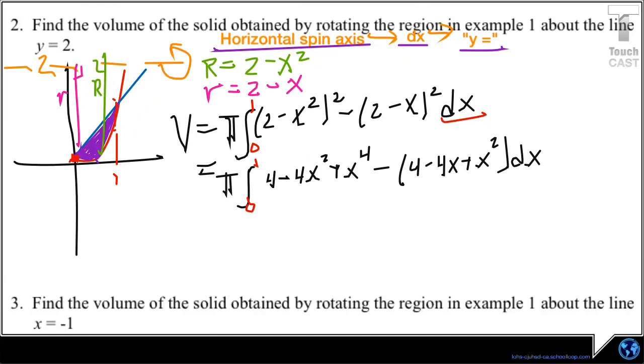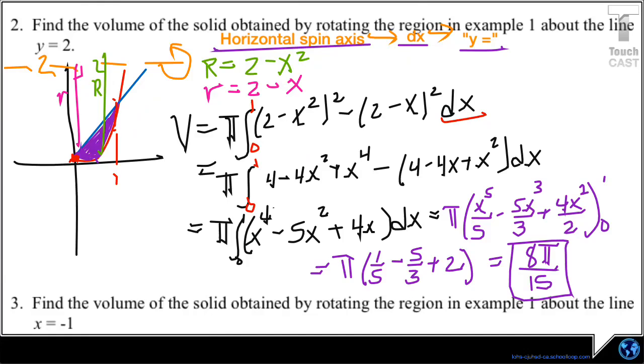So I've FOILed, and now I have to distribute and simplify. And when I do, I get this equation after I distribute and integrate, and then when I integrate, I get this, and plugging in 1 and then 0, I get this, which simplifies to 8 pi over 15.